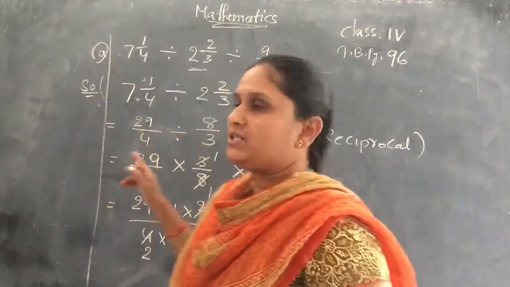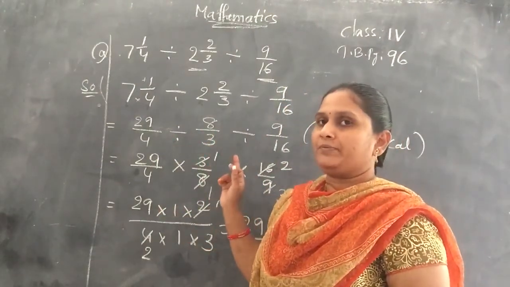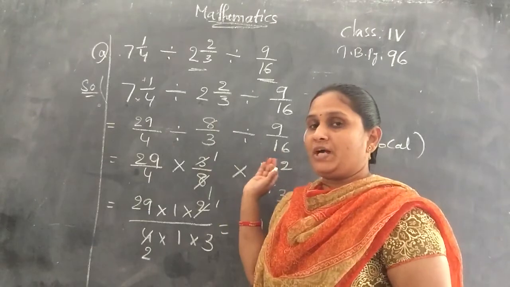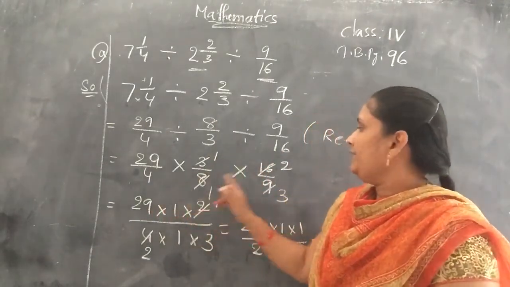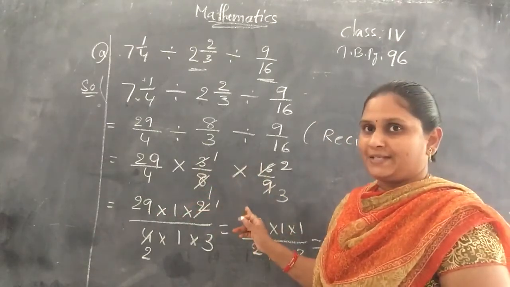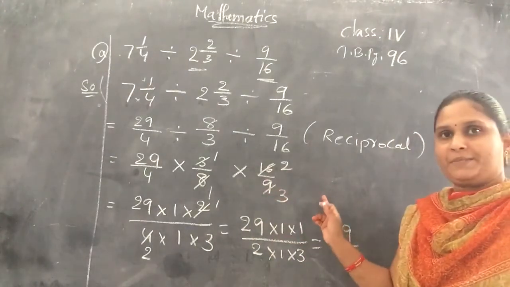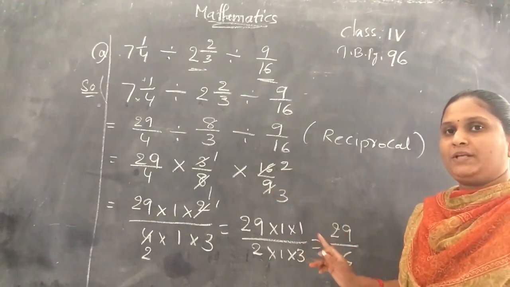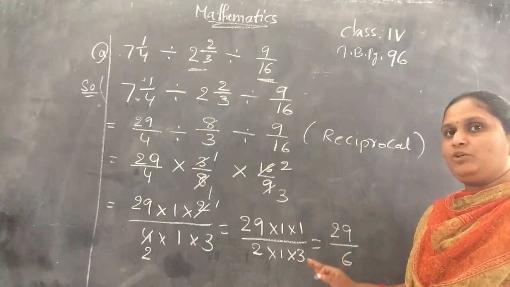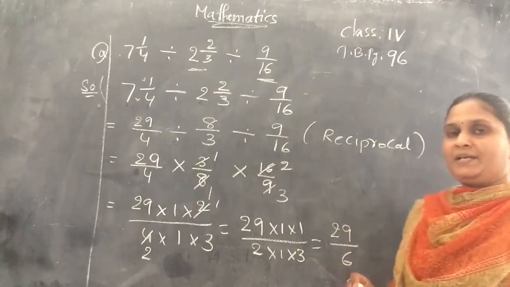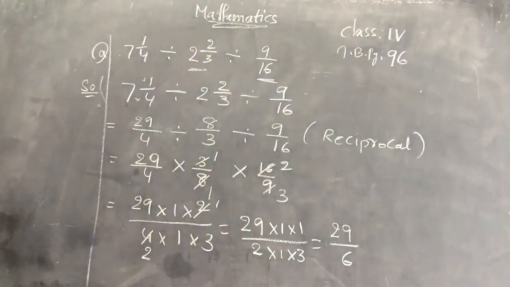Okay, first, what do you have to do? All the mixed fractions you have to convert into improper fractions. After converting, the division we have to change into multiplication with the reciprocal. After writing the reciprocal, if it is possible to do cross division, do it. Then write the leftover numbers on the numerator side and denominator side and multiply, then you will get the answer. This is the first sum. Copy it neatly, children.